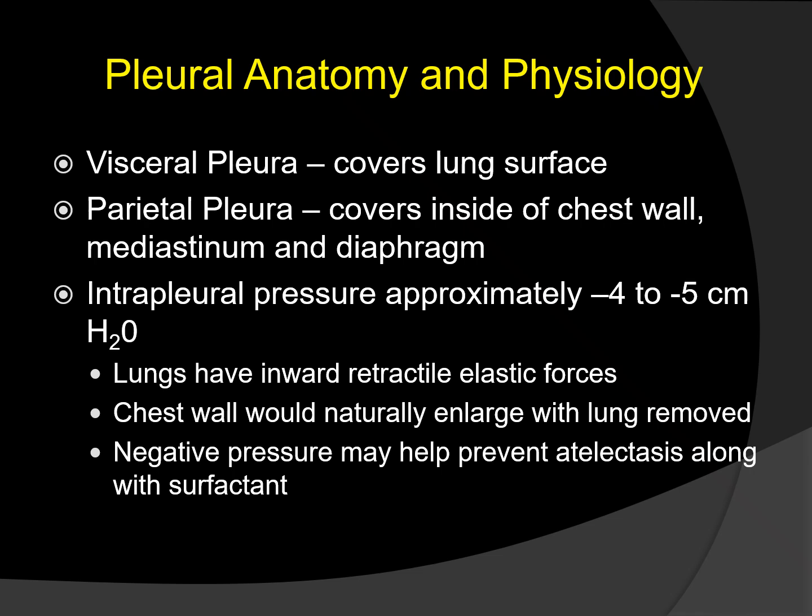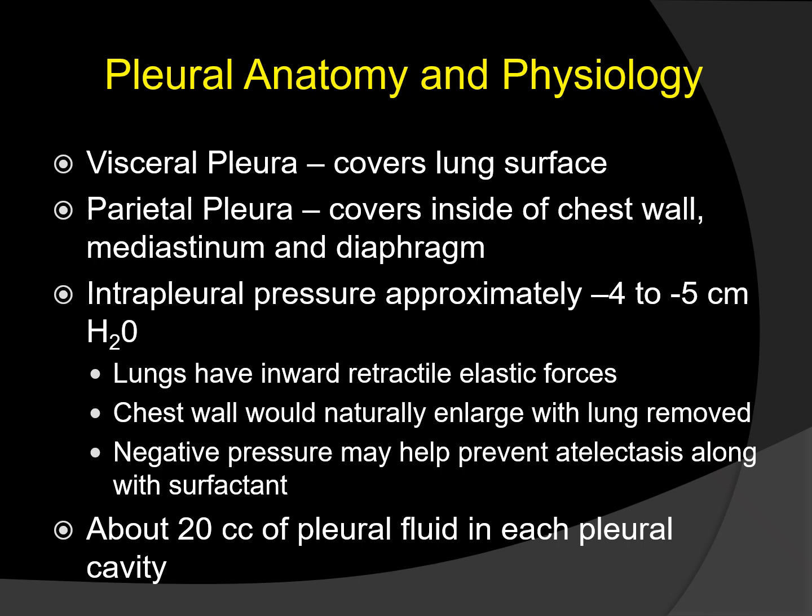Intrapleural pressure is approximately -4 to -5 centimeters of water. The pressure is caused by a balance of forces. First of all, lungs have inward retractile elastic forces, while the chest wall would naturally enlarge with the lung removed and is pulling outward. Negative pressure in the pleural cavity may help prevent atelectasis, along with surfactant, which decreases surface tension in the lung.